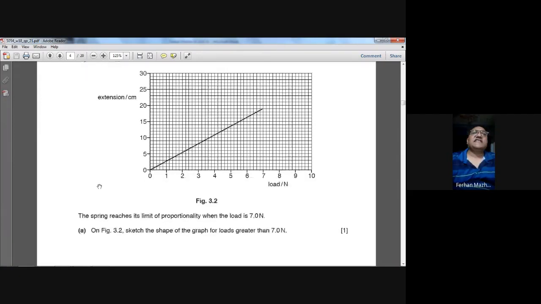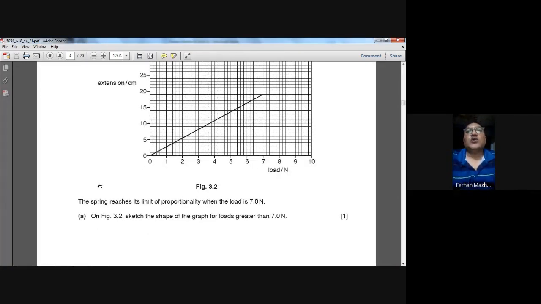The spring reaches its limit of proportionality when the load is 7 Newton. On figure 3.2, sketch the shape of the graph for the load greater than 7.0 Newton. So you see, at 7 Newton, the spring has reached its limit of proportionality. Till this 7 Newton, the graph is a straight line, which shows that the extension and the load are directly proportional to each other.